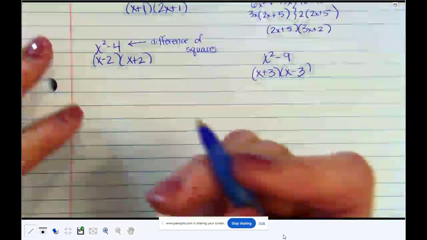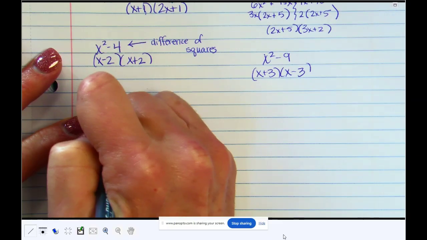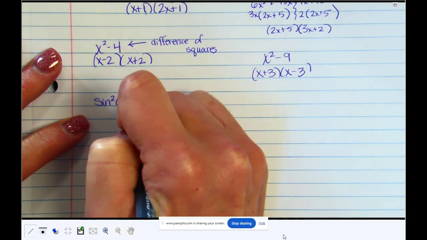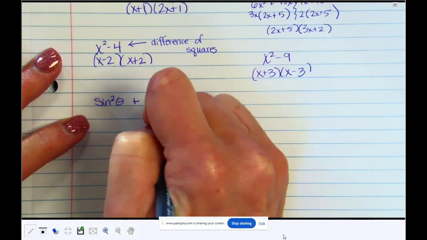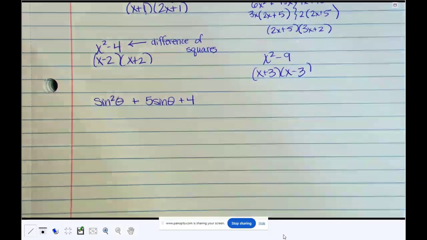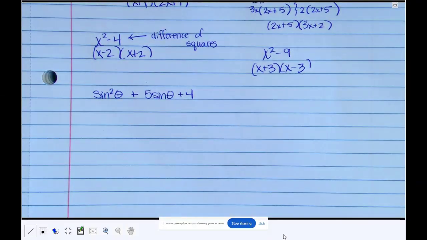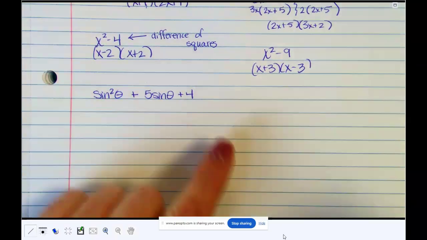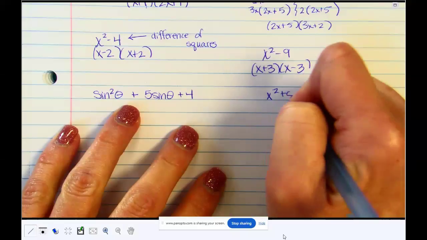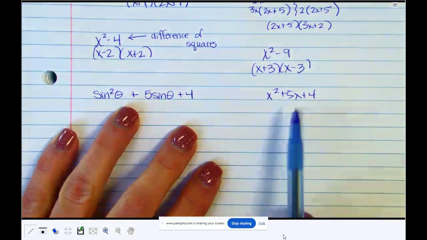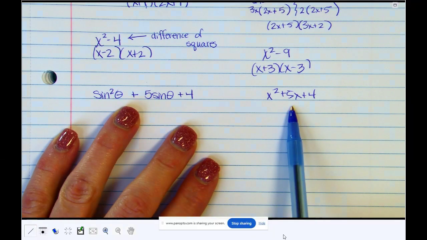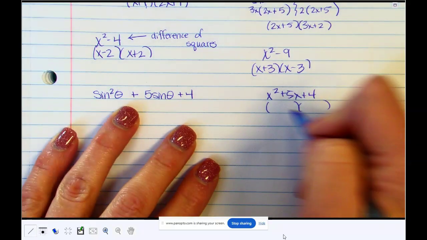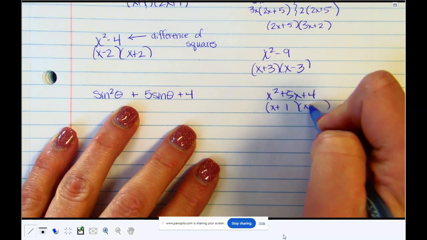Let's say I asked you to factor sine squared plus 5 sine plus 4. Okay, now do not freak out on me. This is a quadratic thing, right? We normally have x squared plus 5x plus 4. So can you factor this guy? What would he factor to? x plus 1, x plus 4.